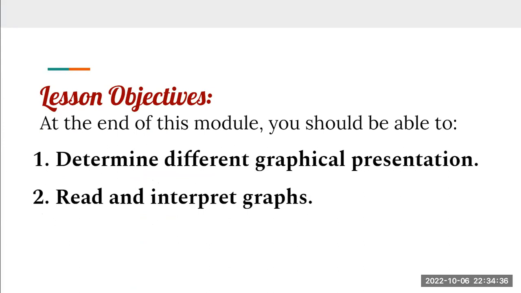In the previous lesson, you have learned how to create a frequency distribution table and also learned that we have three types of data presentation: the textual, tabular, and graphs. So this time we will be learning about graphs and you will learn how to read and interpret graphs.